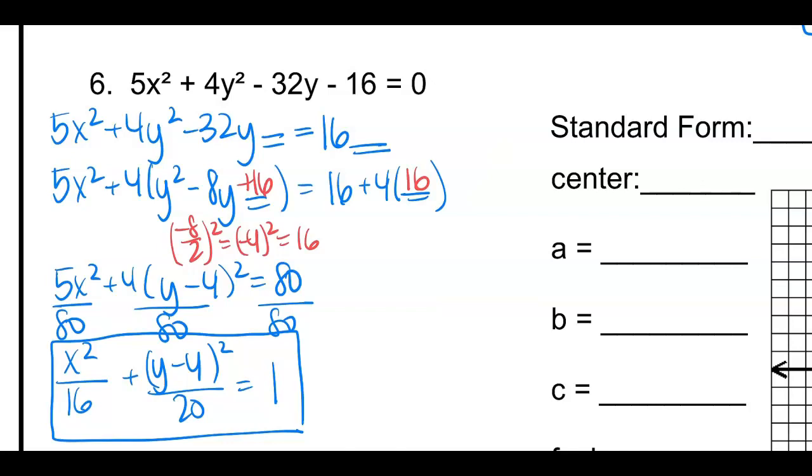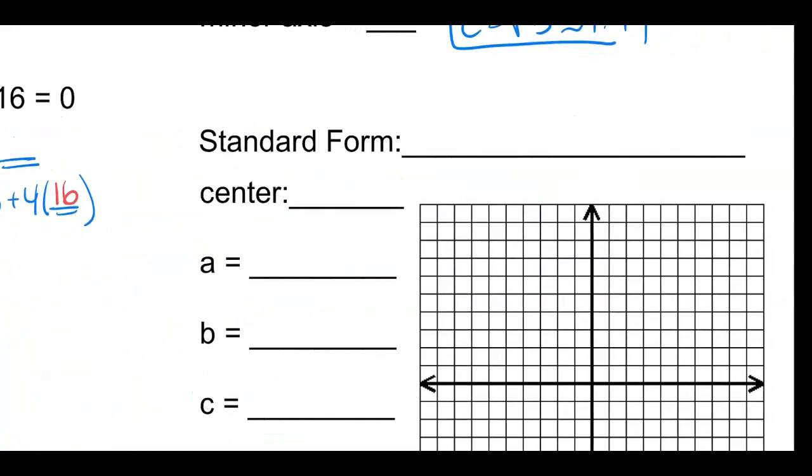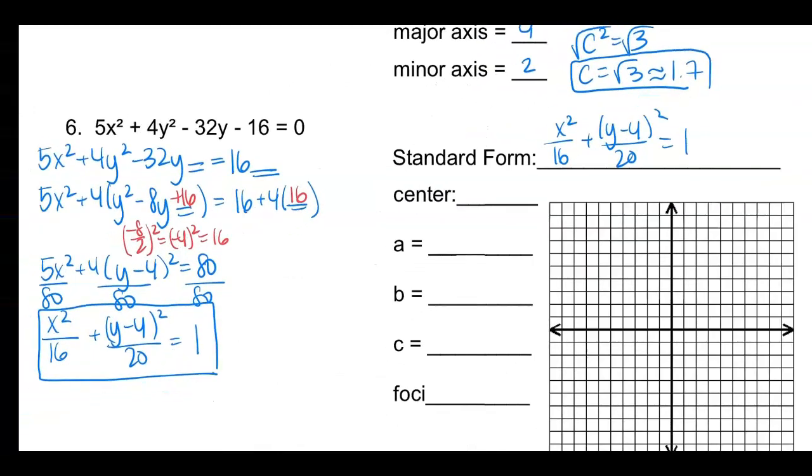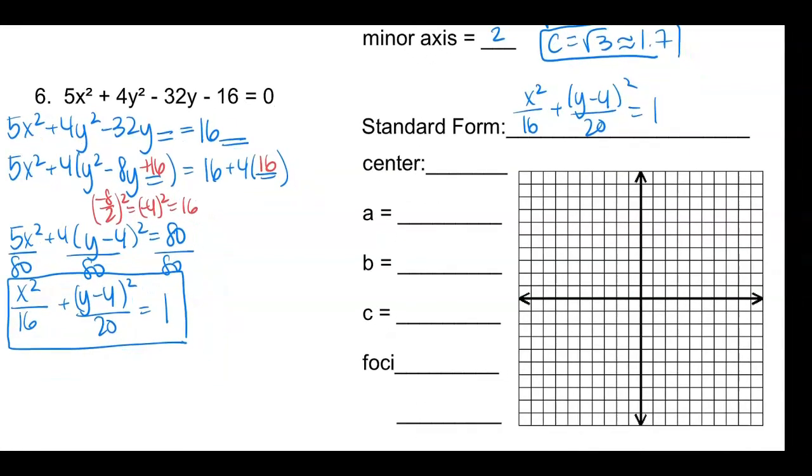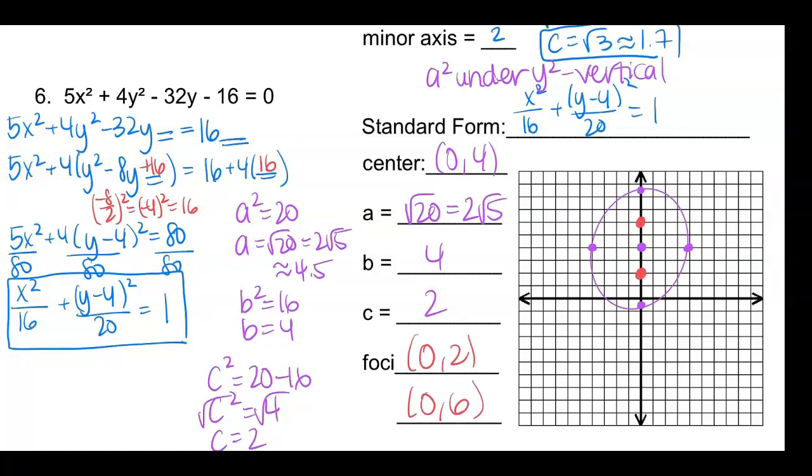We have all of this, and we're going to rewrite the standard form right over here. So we have x squared over 16, plus y minus 4 squared over 20, and that's all equal to 1. Again, pause this video. I'm going to zoom out a bit so you can see almost everything. Pause this video, and I want you to try to figure out what this graph is going to look like and how it is going to be represented. So do that now, and let's see what we got.